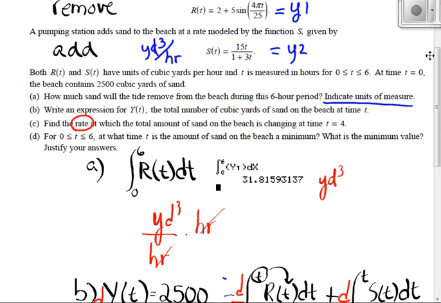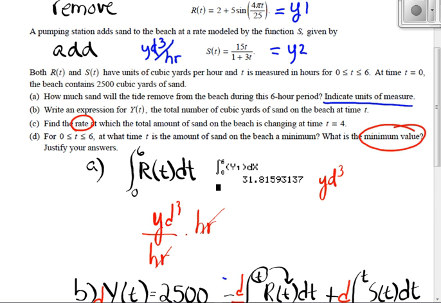For t between 0 and 6, at what time is the amount of sand on the beach a minimum, and what is the minimum value? Circle that. And then it says justify your answer. You always have to justify your answer. I don't care if they don't say it, you still have to justify your answer. I want an absolute minimum, and I have a closed interval. Is the function continuous? So why not use the max-min existence theorem?